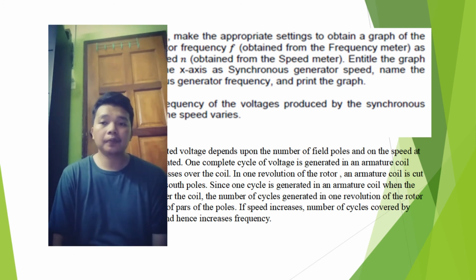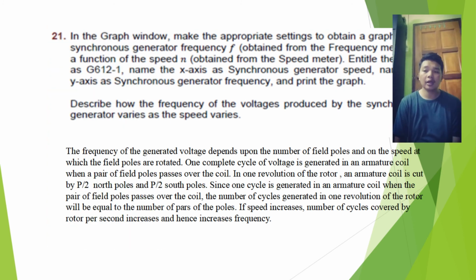Question 21. Describe how the frequency of the voltage produced by the synchronous generator varies as the speed varies. The frequency of the generated voltage depends upon the number of field poles and on the speed at which the field poles are rotated. One complete cycle of voltage is generated in an armature coil when a pair of field poles pass over the coil.